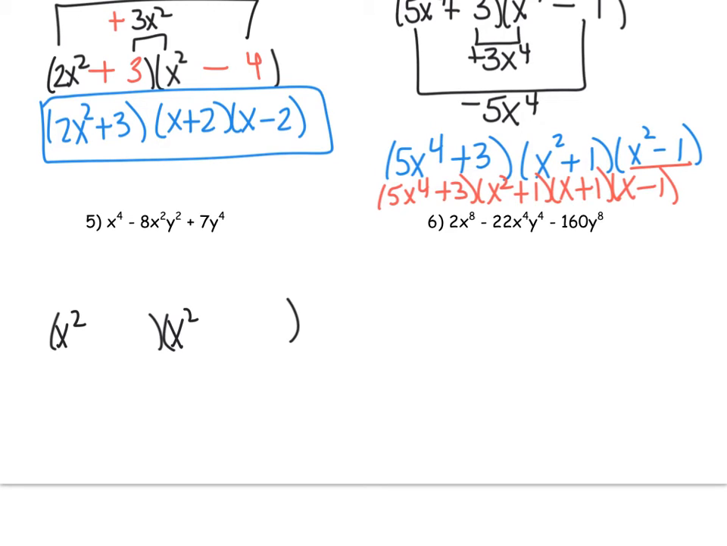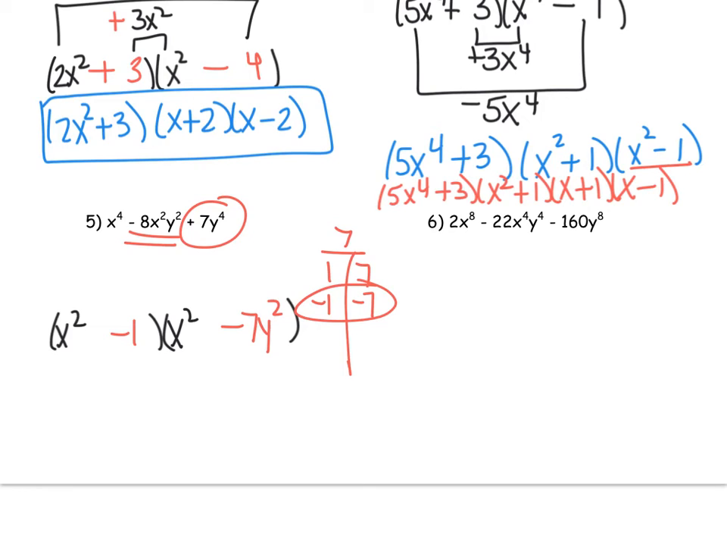Now we need the factors of 7 that are going to add to negative 8. Well, I know the factors of 7 are either going to be 1 and 7 or negative 1 and negative 7. So I know that this pair is going to add to this, so I'm done. Now it'll have to be a negative 1 and a negative 7, but remember it has to multiply to y to the 4th, so I need a y squared in the back end of the parentheses.